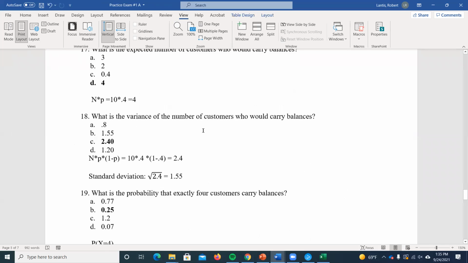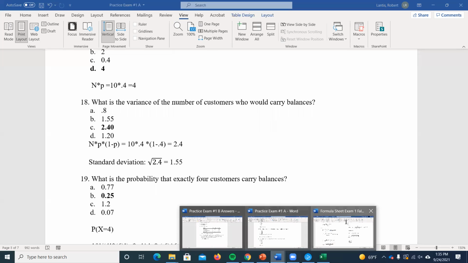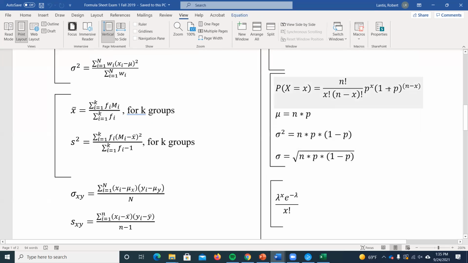But then maybe what's more interesting is what would be the probability that exactly 4 customers carry a balance here. Okay, so go back to our formula sheet, right? This is the equation that we're going to use. I'm just going to write it out and hopefully see how we can make this a little bit easier. So if I was working through this one, this is how I would do it.